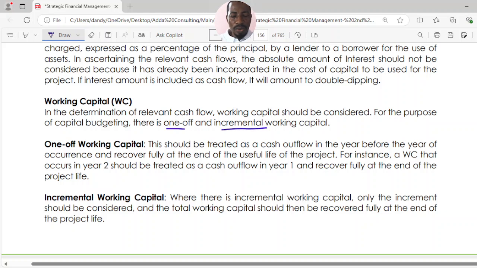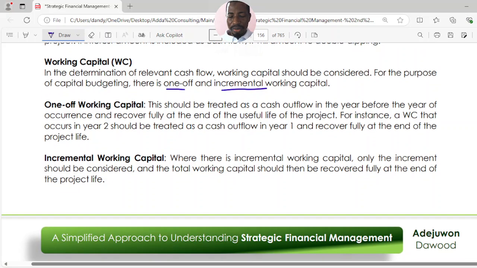So a one-off working capital should be treated as cash outflow in the year before the year of occurrence and recovered fully at the end of the useful life of the project. For instance, a working capital that occurs in year 2 should be treated as cash outflow in year 1 and recovered fully at the end of the useful life. This is what I'm trying to communicate.